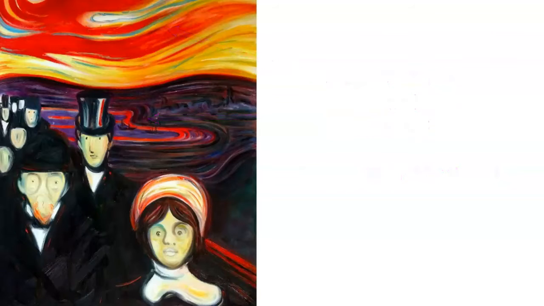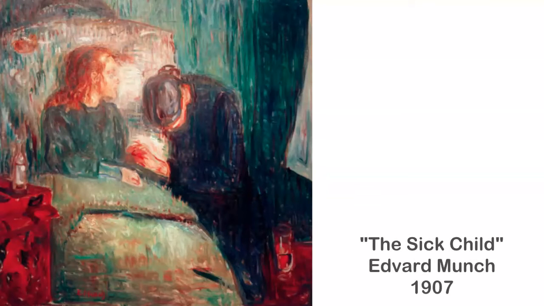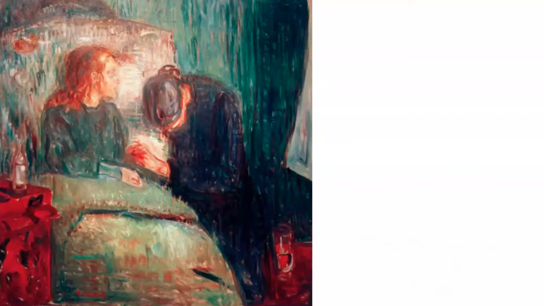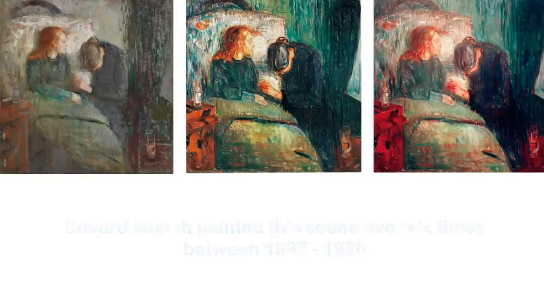This is another painting by Edvard Munch called The Sick Child from 1907. This is a very sad painting. It is based on a traumatic experience from Edvard Munch's life. His sister died of tuberculosis at the age of 15. Edvard Munch painted this scene over 6 times during 1885 to 1926.